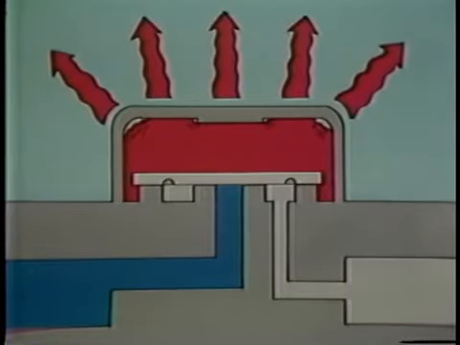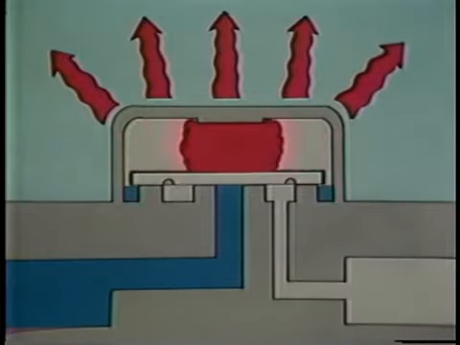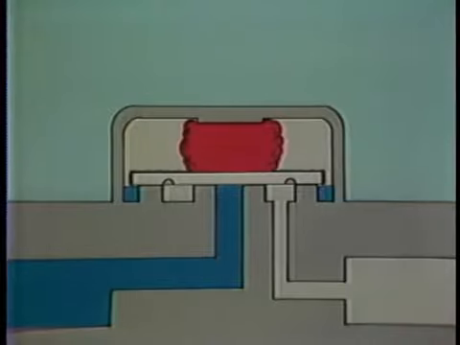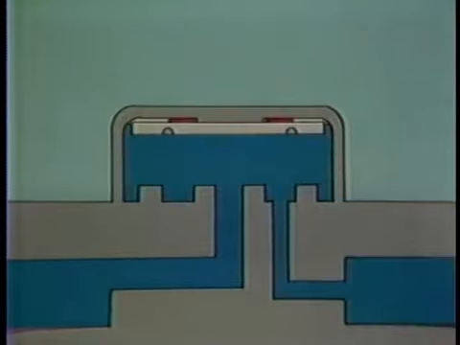Heat radiating from the bonnet causes condensing in the control chamber, reducing the pressure above the disk. When the force above the disk is overcome by the forces below it, the disk is pushed off the seat, opening the trap and starting the next cycle.